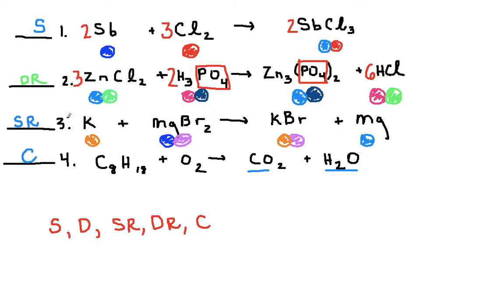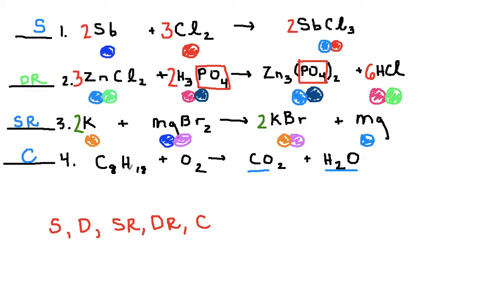For the next one, I've got 1 K on the left-hand side, on my reactant side. I've got 1 K on my right side, my product side. I've got 1 Mg, 1 Mg. I've got 2 Brs here, but only 1 Br here. So what you've got to do is put a 2 in front here to make it 2 Brs. But that then messes up my Ks. I've now got 2 Ks here, so I've got to put a 2 here.